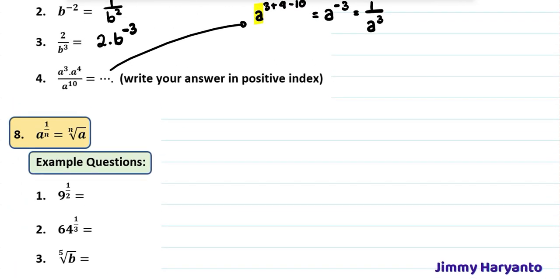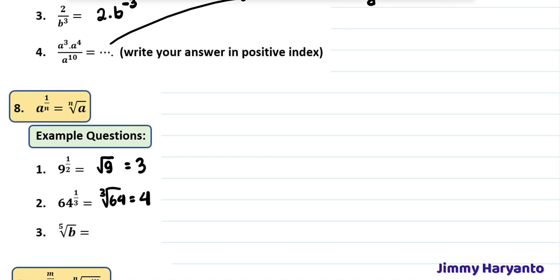A to the power of 1 over n equals the nth root of a. Okay, so for this one, we'll have square root of 2. Remember, when you have square root, you don't have to write down the 2. So you only have to write down the 9. Okay, if you want to calculate this, you can evaluate the result of the square root of 9. Yeah, square root of 9 equals 3. And then for this one is cube root of 64, and cube root of 64 is 4. 4 times 4 times 4 is 64, right?